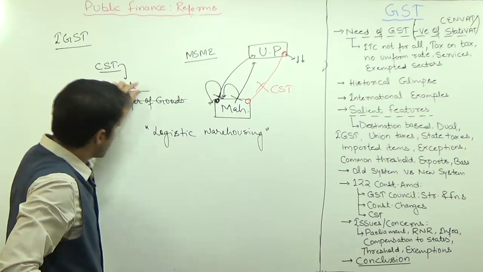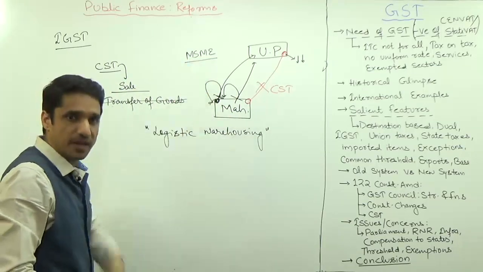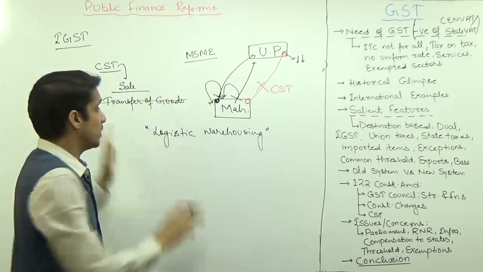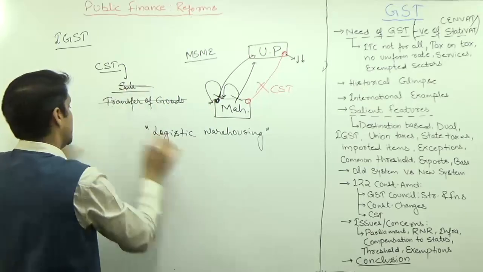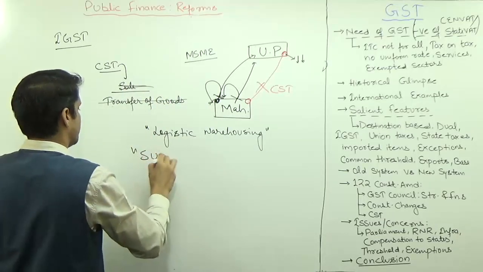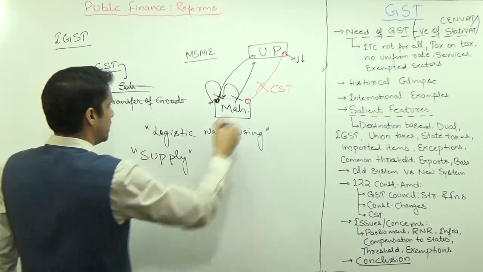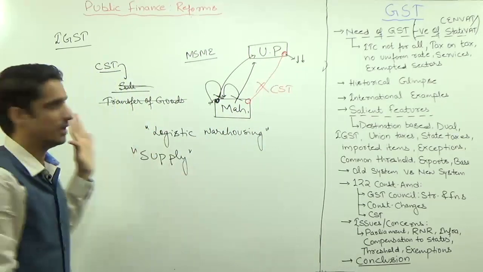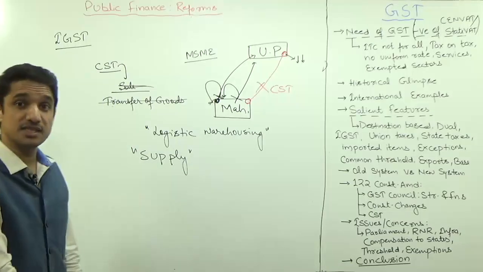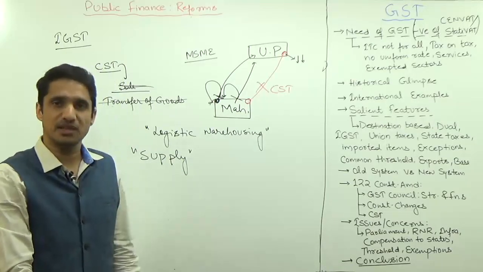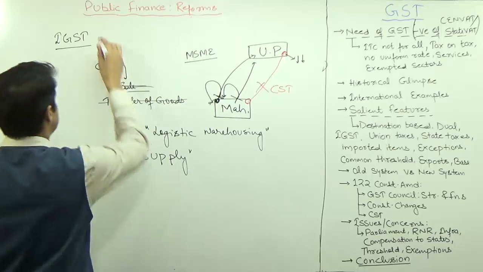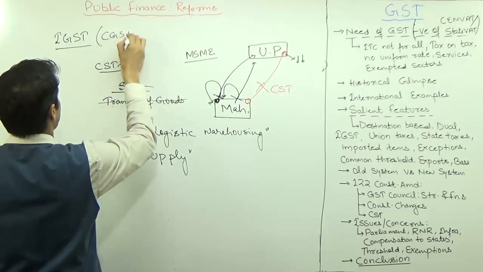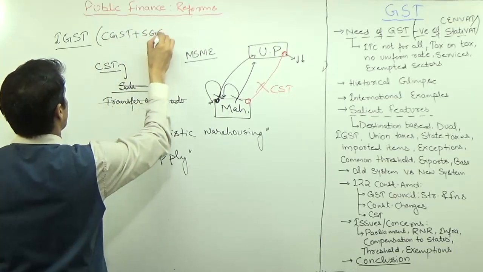Because it was based on the sale of goods and it was not on the supply of goods. Once GST will come, what they said? They are saying no sale. It is based on the supply. If anything is being supplied from one state to the second state, you have to pay IGST. And this IGST is nothing but the mathematical addition of CGST and SGST.